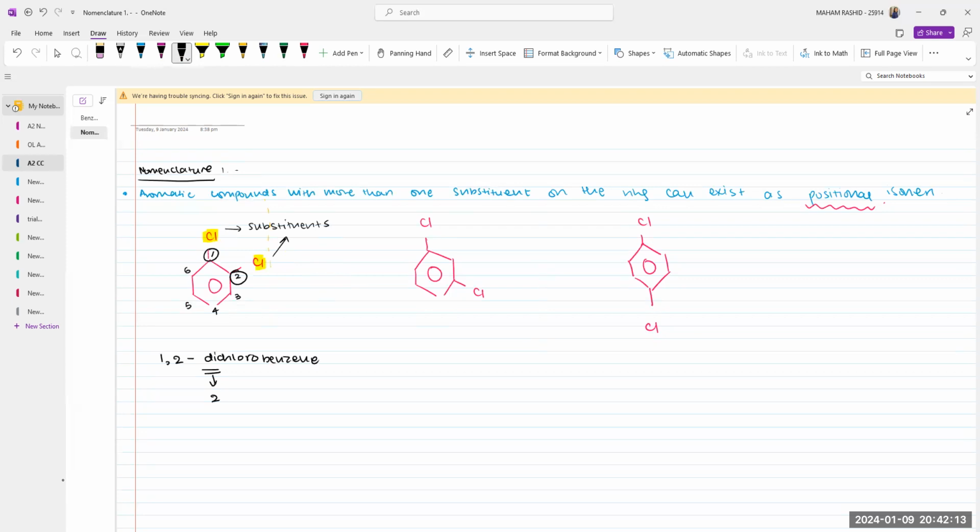The same case is going to be applied here. There's 1, 2, 3, 4, 5, and 6, and we have chlorine on the first and the third position. So this will be named 1,3-dichlorobenzene. This one is 1, 2, 3, 4, 5, and 6. So there it's on 1 and 4. So this will be 1,4-dichlorobenzene.